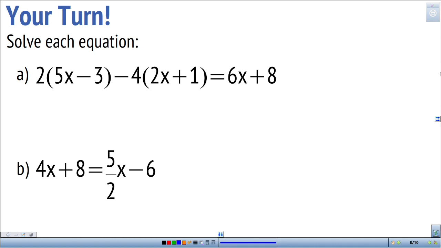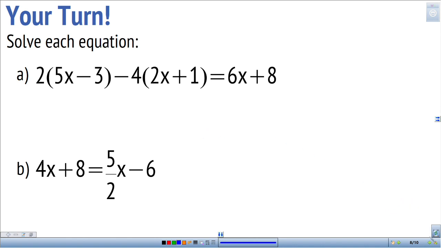So the last thing that we're going to do is I'd like you to try one of each. There's one here with brackets and there's one here with fractions. I invite you to give each of them a try. And then when you're ready to check out an answer, you can press play. So give that a go.